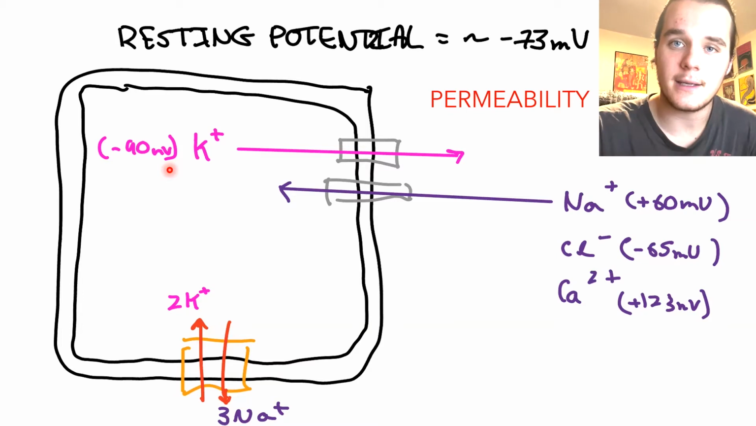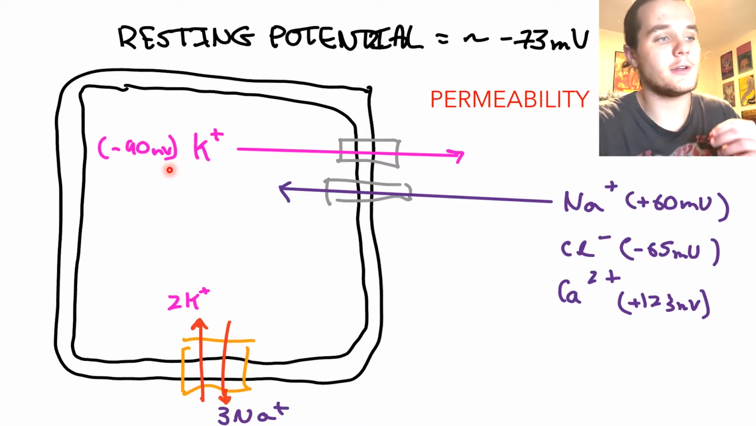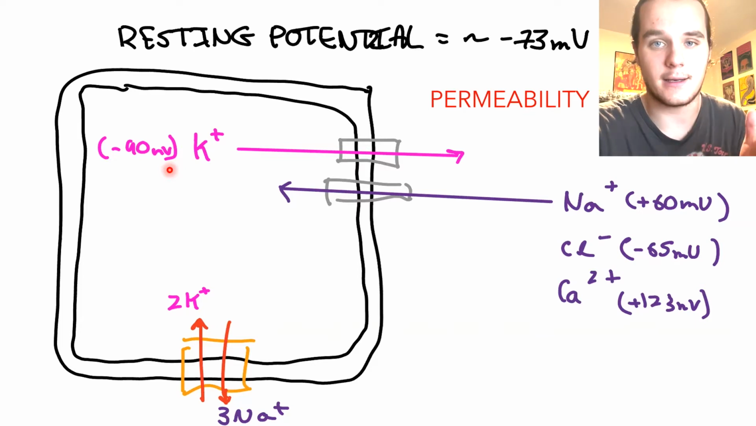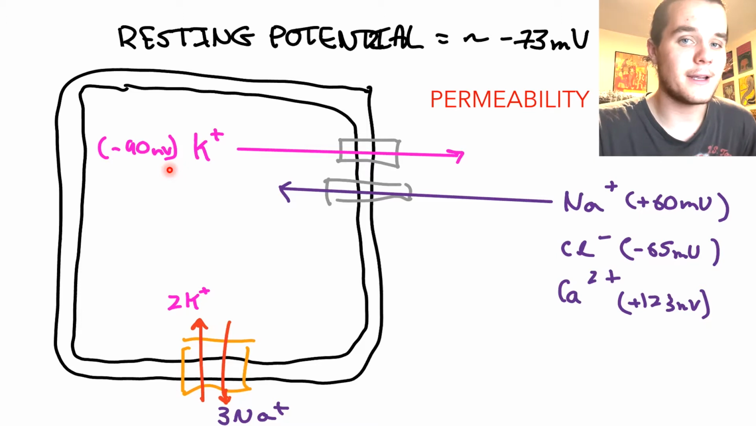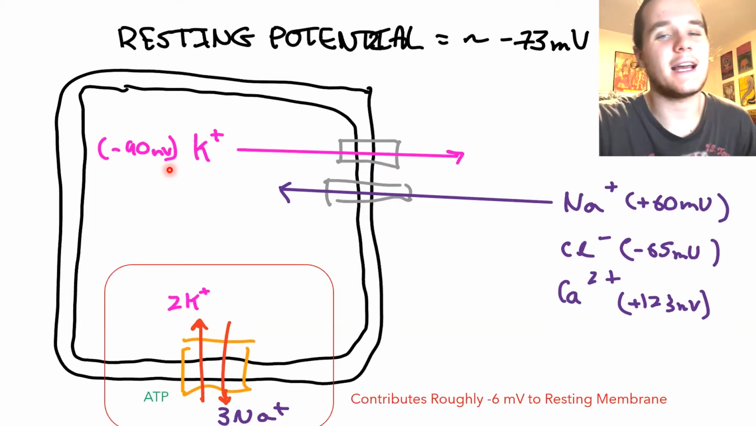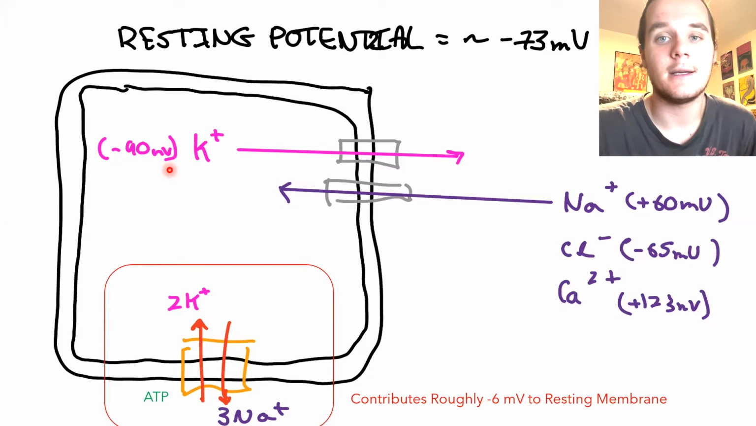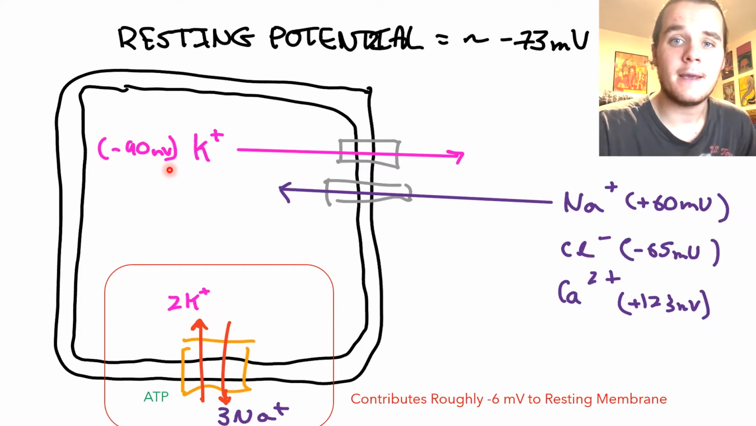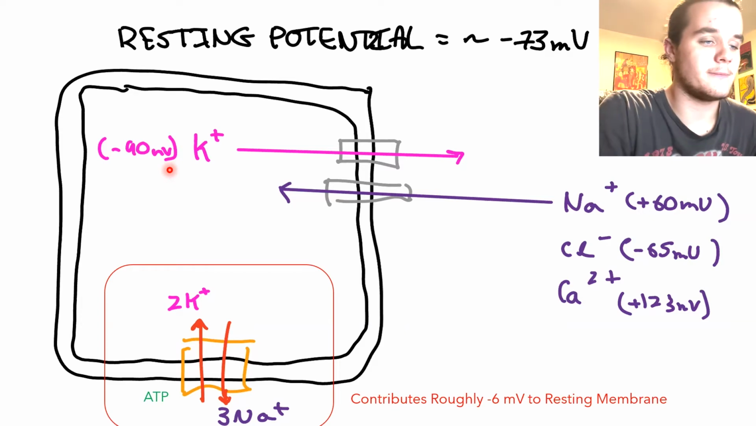The second way it's important is that, if you'll notice, there are 2 potassium ions going in for every 3 sodium ions out. Now, if you did your math right, there's 1 positive ion missing. So we're losing a positive ion every time this pump cycles, and we're getting more negative. As it turns out, that contributes roughly negative 6 millivolts to the resting membrane potential, and that was found through the Goldman equation.